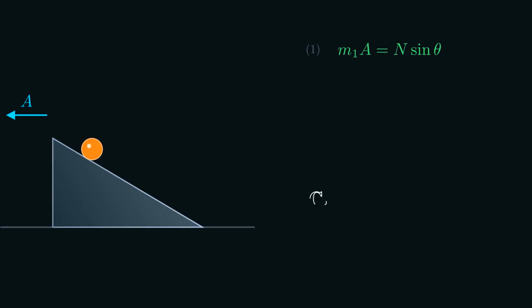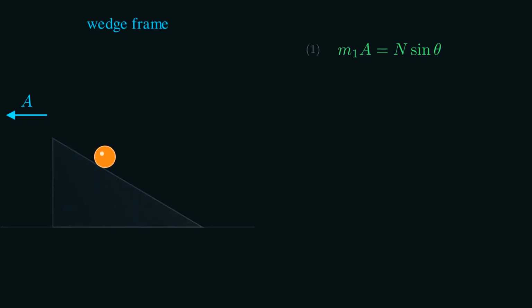But wait, how do we actually find N? If we watch the particle from the ground, it's moving sideways and downward at the same time. Two directions to juggle. Messy, isn't it? So let's be clever, and change our point of view. Let's hop onto the wedge and ride along with it. From here, the wedge's own frame, the particle only slides along the incline. Just one direction now. So much nicer.